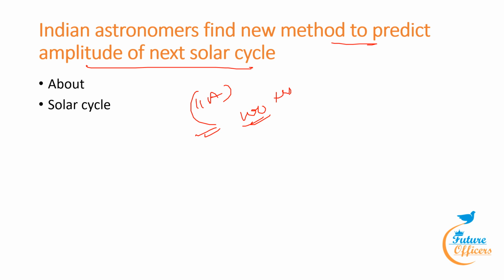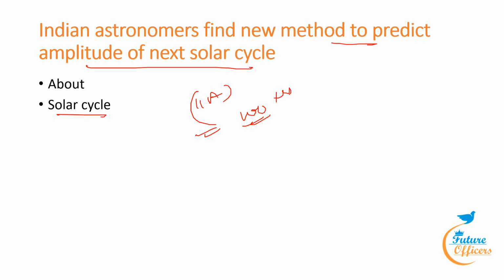The precursor method uses solar activity measures to predict the strength of future solar maxima. IIA researchers found that the width of supergranular cells on the solar surface during a solar minimum is related to the number of sunspots in the next solar maximum, providing a new forecasting tool.